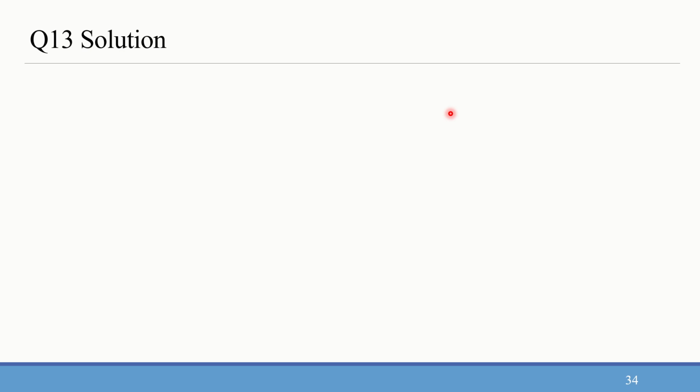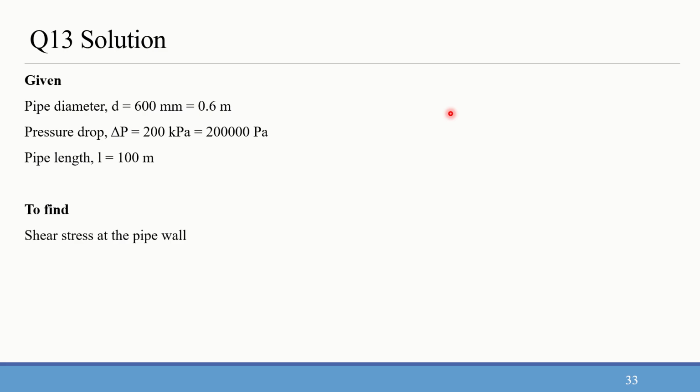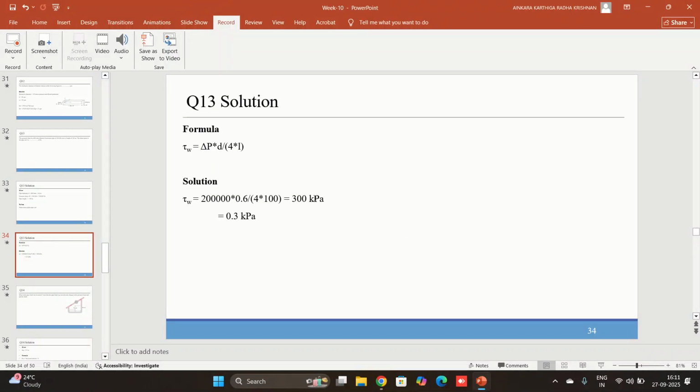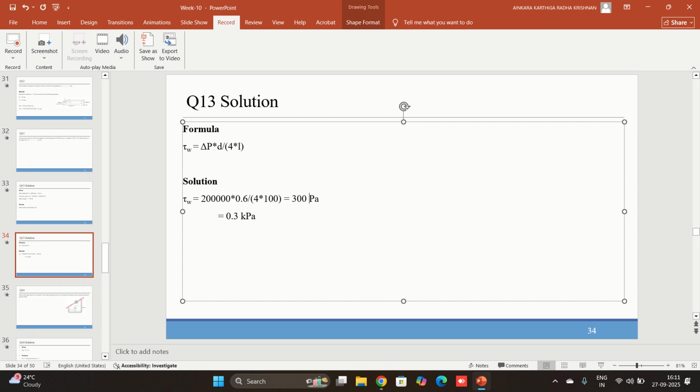If we want, we can go back and check the formula. In this given, L is 100 meters, D is 0.6 meter, and pressure drop is 200 kilopascal. So that is what is given here. We need to calculate it actually. We'll do it once again. Into 0.6 divided by 4 divided by 100. So it is 300. Oh, it is not kilopascal. It is pascal, and it is 0.3 kilopascal. Sorry, it is 300 pascal, which is 0.3 kilopascal.